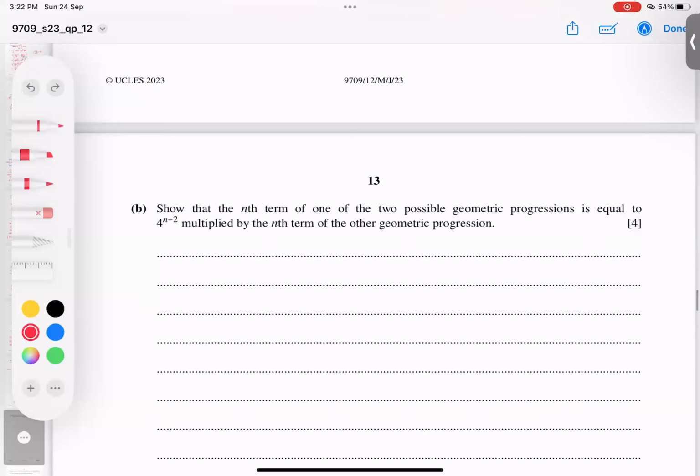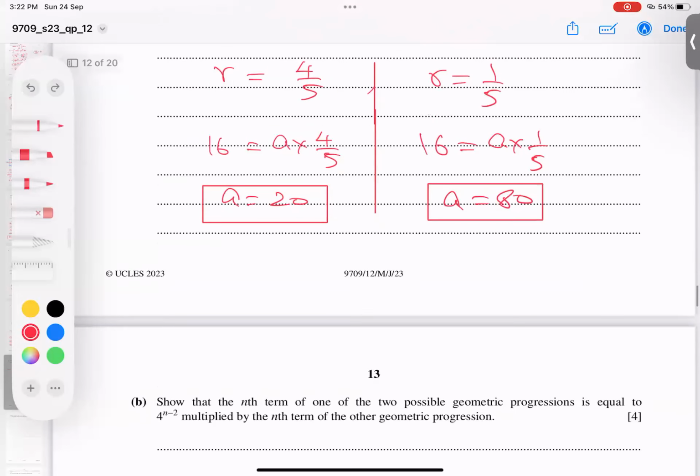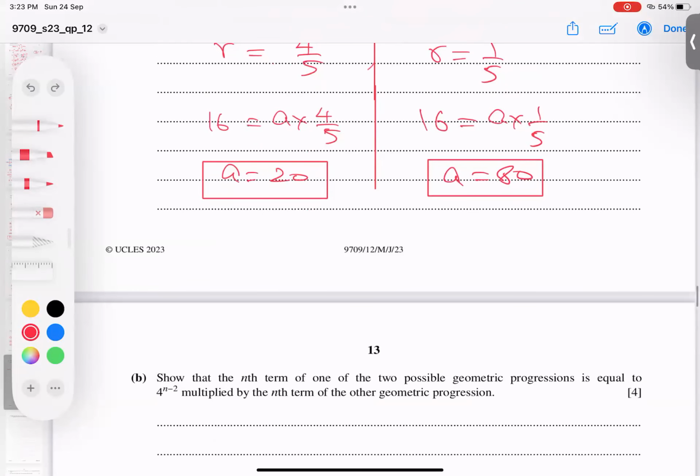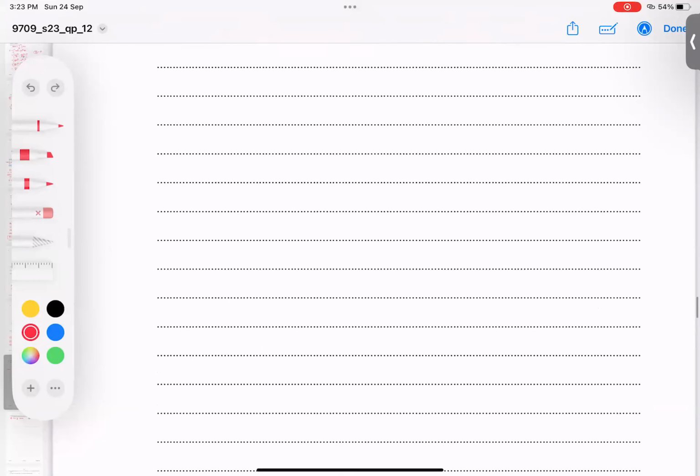So we have two GPs, you know that. I take this r and a, and r and a. So let's say first option: if the r value is 4 upon 5, the a value is 20. If the r value is 1 upon 5, the a value is 80. You can see I took these from here. Okay, now let's see how we can complete this.